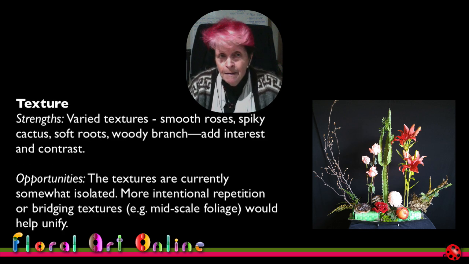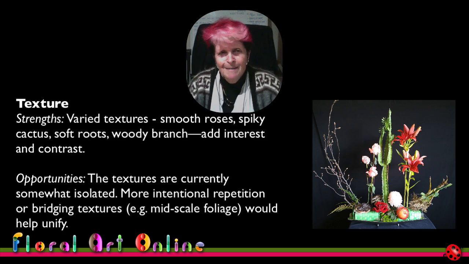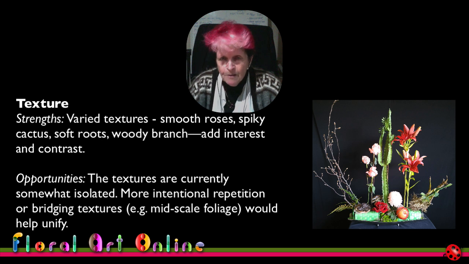Texture: varied textures, smooth roses, spiky cactus, soft fruits, woody branch, add interest and contrast. So it's good that there's contrast in the textures as well as interest. The opportunities for textures are currently somewhat isolated. More intentional repetition or bridging textures, for example mid-scale foliage, would help unify. Now, I don't know so much about the mid-scale foliage, but I think the more intentional repetition or bridging of the textures would work as well.